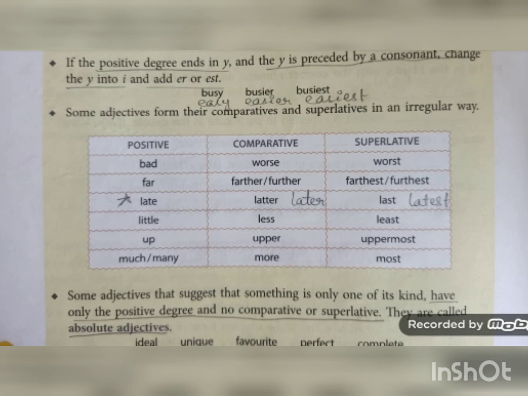Next is little in positive degree, less in comparative degree, least in superlative degree. In positive degree, if up is there, then comparative degree it will be upper, superlative degree it will be uppermost. Similarly, if in is there in positive degree, comparative it will be inner and in superlative it will be innermost. Next, in positive degree, much or many is given, then comparative degree it will be more and superlative degree it will be most.